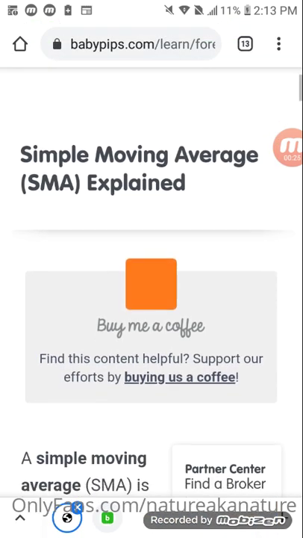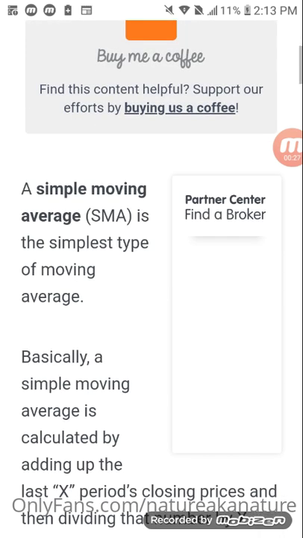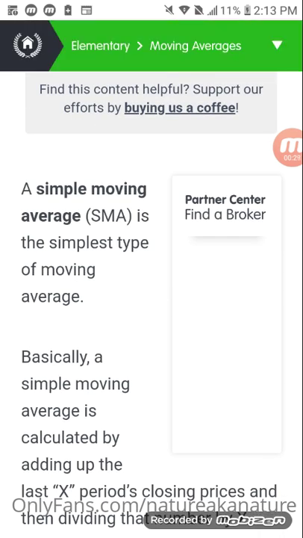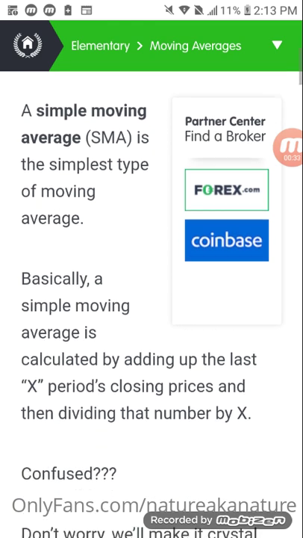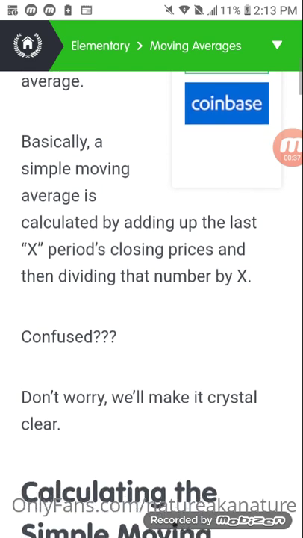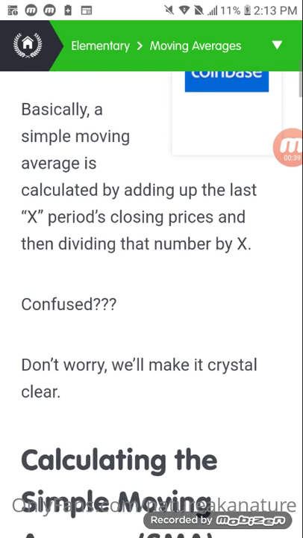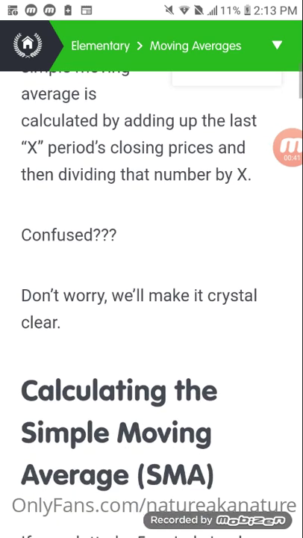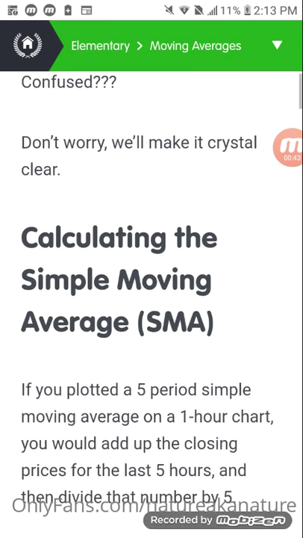Alright, gang, so simple moving average, explaining. The simple moving average, SMA, is the simplest type of moving average. Basically, a simple moving average is calculated by adding up the last X number of periods' closing prices and dividing that number by X. Confusing? Don't worry, we'll make it crystal clear.